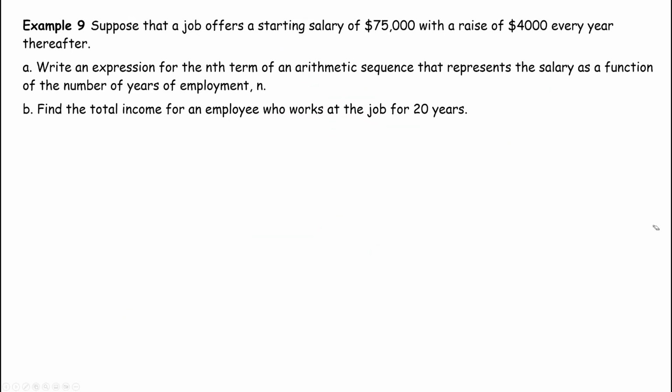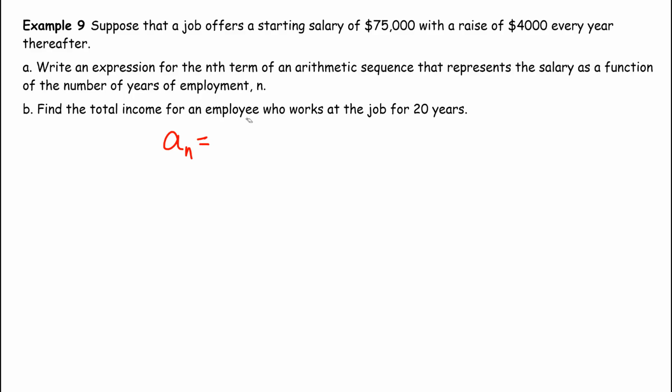Suppose that a job offers a starting salary of 75,000 with a raise of 4,000 every year thereafter. Write an expression for the nth term of an arithmetic sequence that represents the salary as a function of the number of years of employment, n. So it's an arithmetic sequence. You add 4,000 every time.